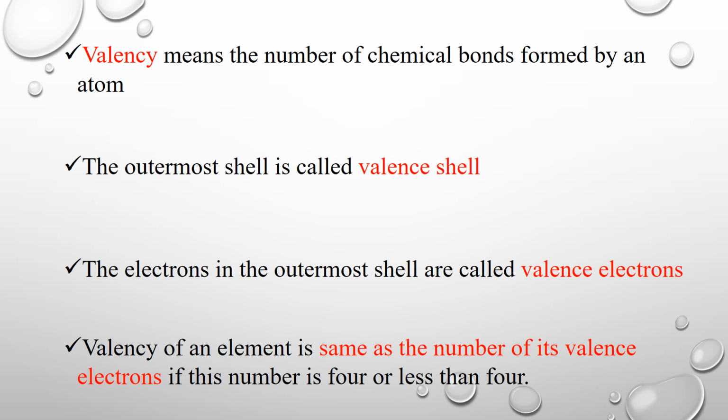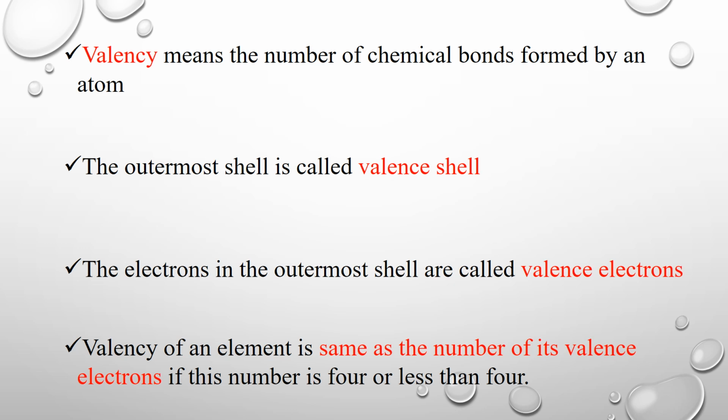So in hydrogen, the K shell is the valence shell. Why? Because it has only one shell in it. In carbon, the L shell, that is the second shell, is the outermost shell, and therefore it will be called the valence shell. So whenever you are drawing the atomic structure, the last shell or the outermost shell will be called the valence shell. Now, how many electrons are there in the outermost shell? Those electrons are called valence electrons.